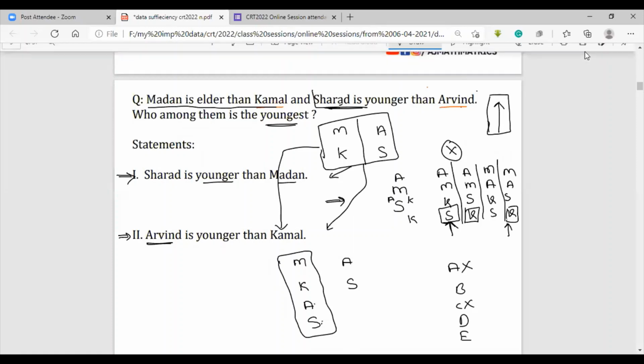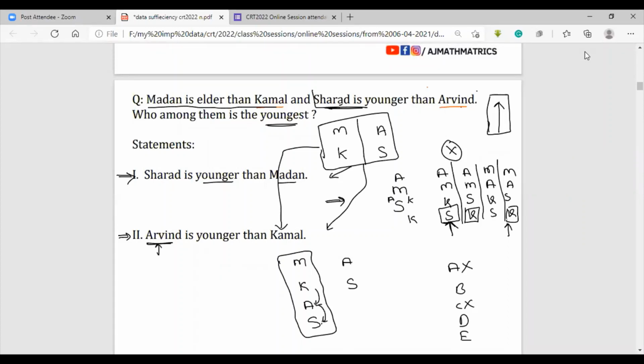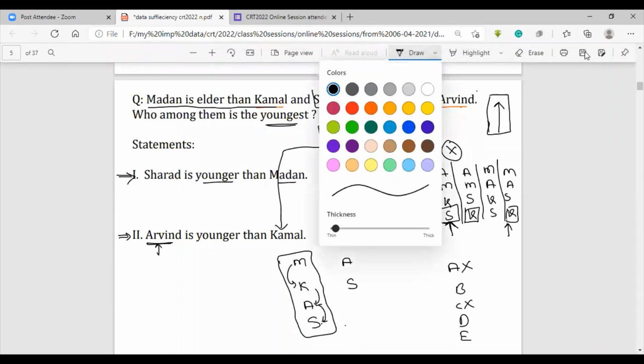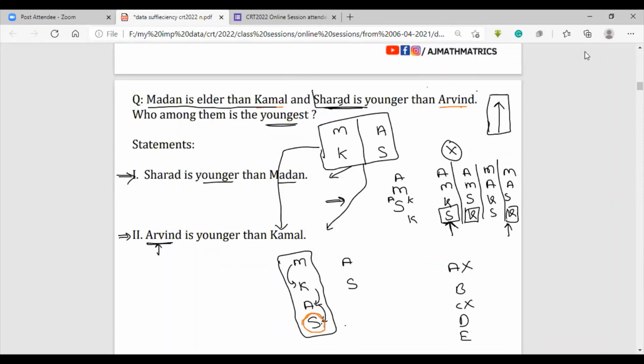Now the data in statement 2 says Aravind is younger than Kamal. If Aravind is younger than Kamal, obviously S comes below A. And from the first statement, the above data says that K is below A. So only one arrangement we get from the second data, and that says that Sharad is the youngest. Okay. So, answer for the question: who is the youngest? Sharad is the youngest.